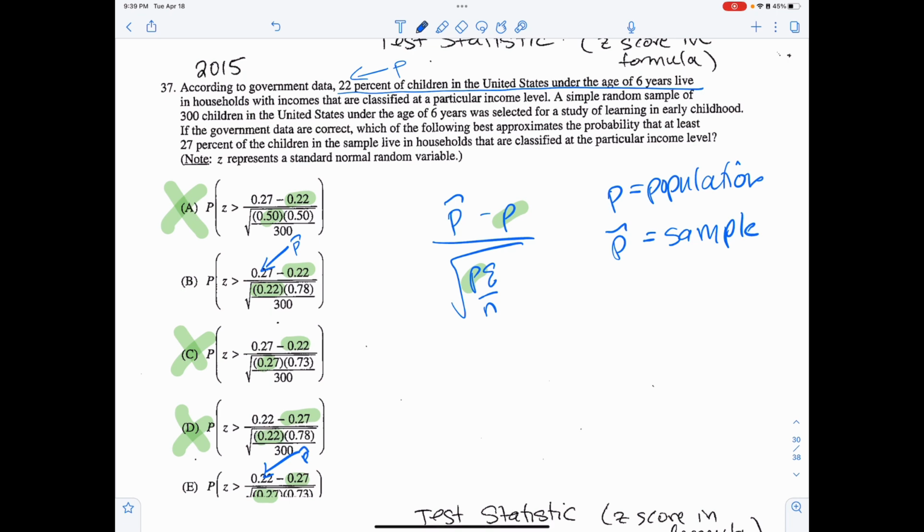So if we keep reading it, and just to make sure, a simple random sample of 300 children in the United States. So that's 300, my N. As I keep reading, if the government data are correct, which of the following best approximates the probability that at least 27% of the sample of children. So my P hat is in fact 0.27. So 0.27 would be P hat, which would be B, and P is going to be 0.22.